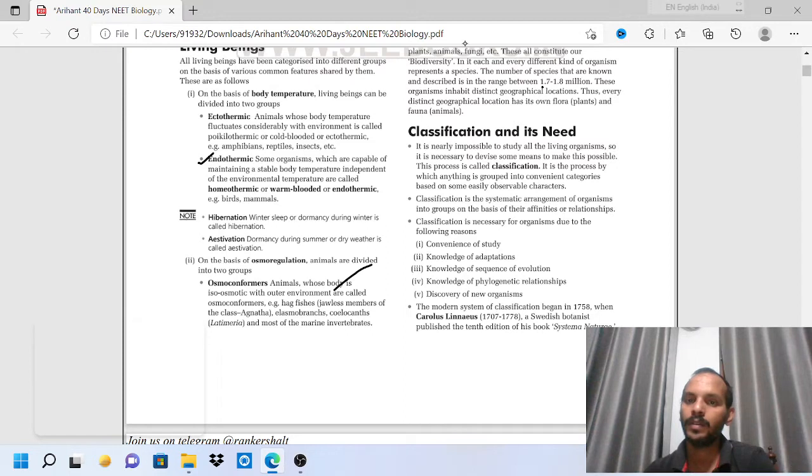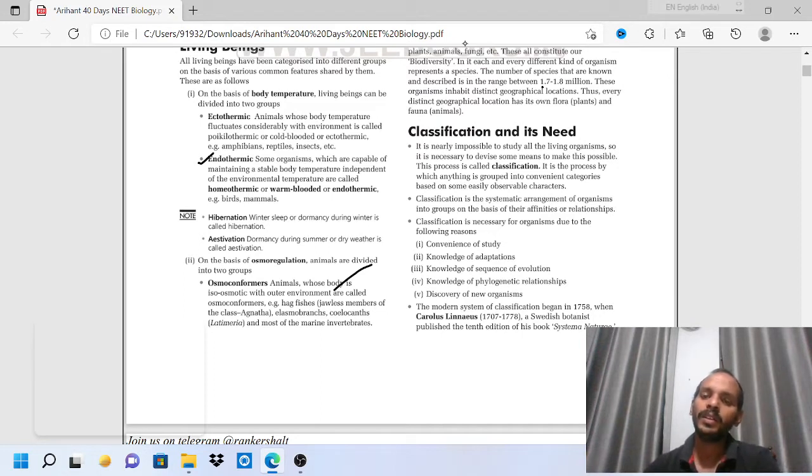Classification and its need. What is the meaning of classification? We classify according to different characters, and we put things in different groups. There are types of classification, like we have a name, and after that a surname. So these are different types of classification, different surnames.